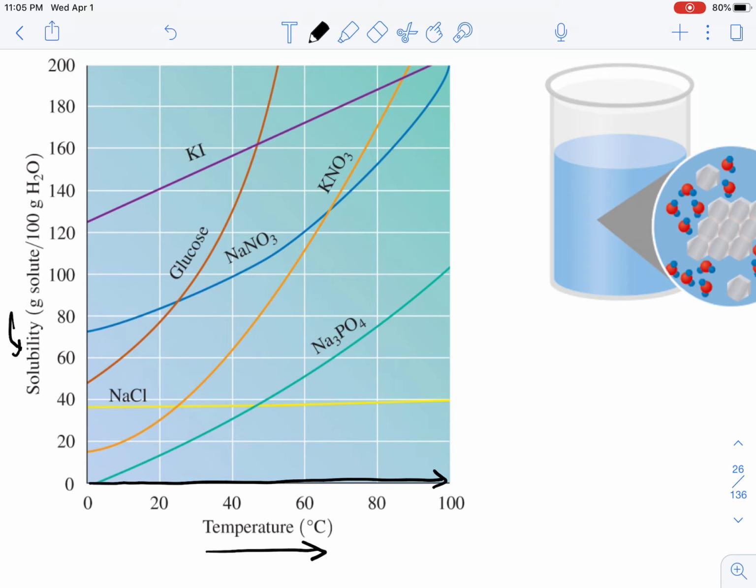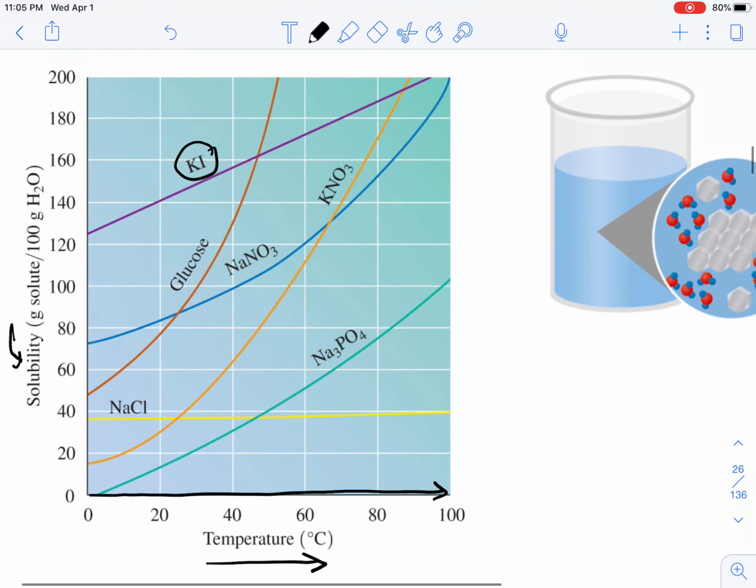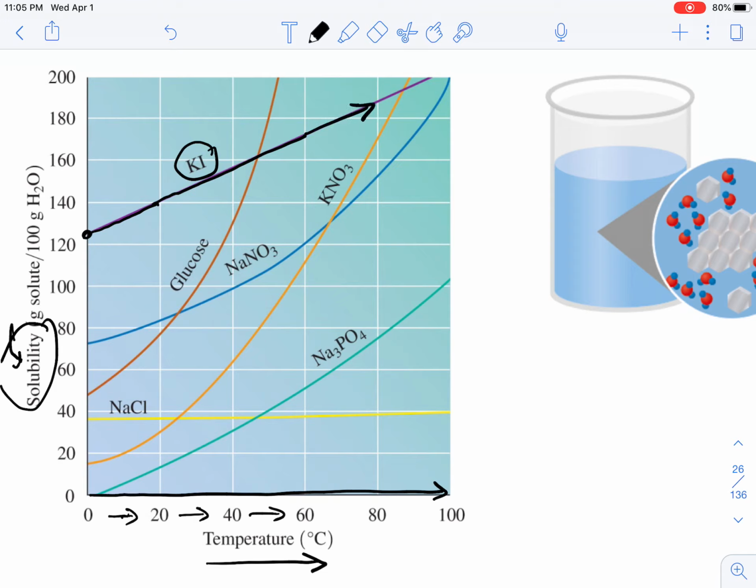And so we're going to go ahead and follow one specific ion. Let's just say potassium iodide. And we're going to start from 0 degrees Celsius, and we're going to work our way towards the right. And so as we increase the temperature, right, as we go from 0 to 20, 20 to 40, 40 to 60, notice that we're increasing the solubility of that compound as temperature increases. And we can go ahead and observe that same trend for other solutes.